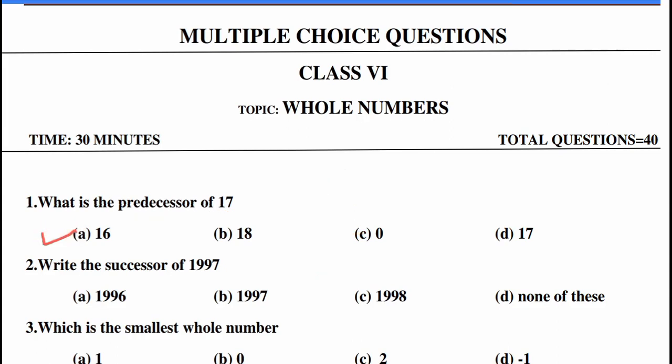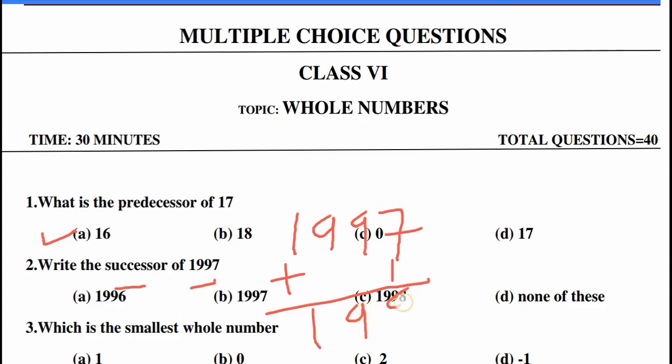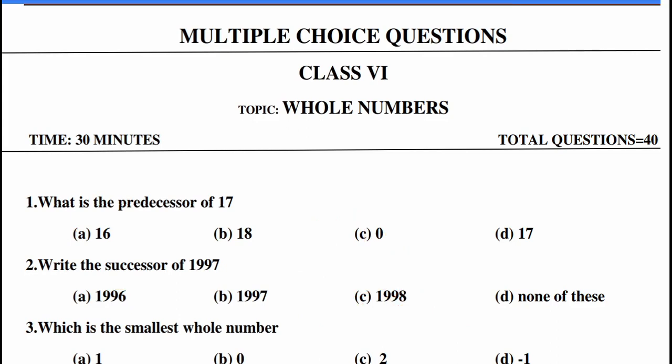Question number 2. Write the successor of 1997. Now successor means the number after, and we can get the successor by adding 1 to the given number, and here we get 1998, and here it is given in option C.